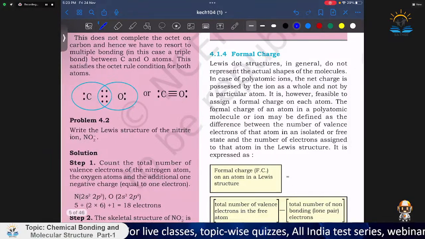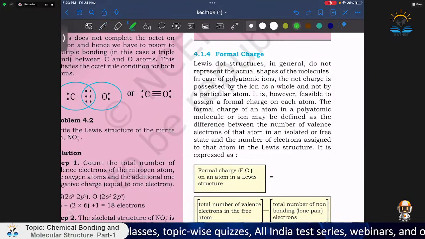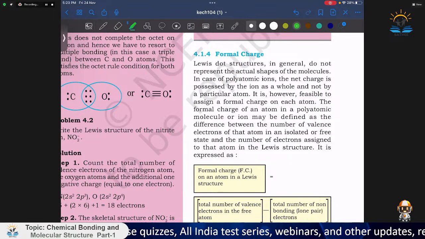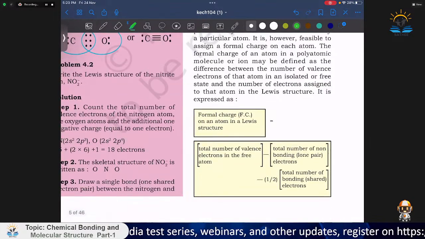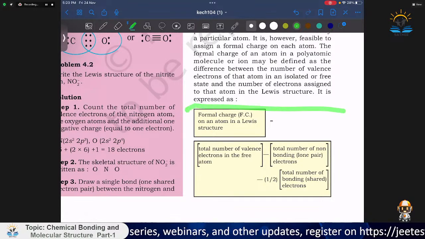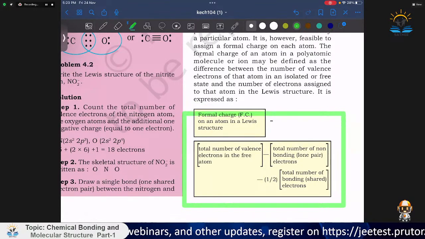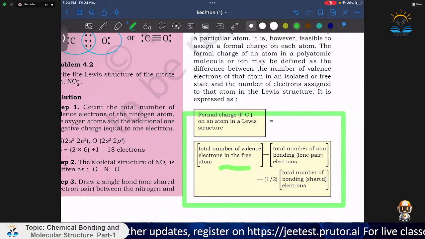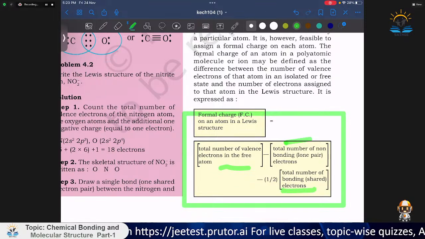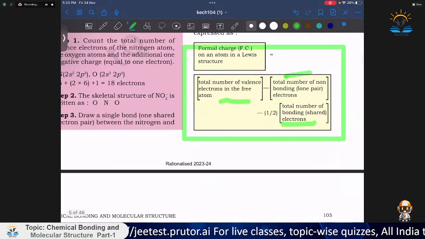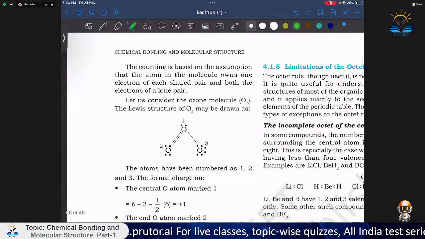Lewis dot structures do not represent the actual shape. The net charge is possessed by an ion as a whole, not a particular atom. However, it is feasible to assign a charge on each atom. How to assign a charge on each atom? There is a formula for calculating formal charge. Formal charge on an atom is the total number of valence electrons in the atom, minus the total number of non-bonding or lone pair electrons, minus the total number of shared electrons divided by 2. Right. Here they have again taken the example of ozone.